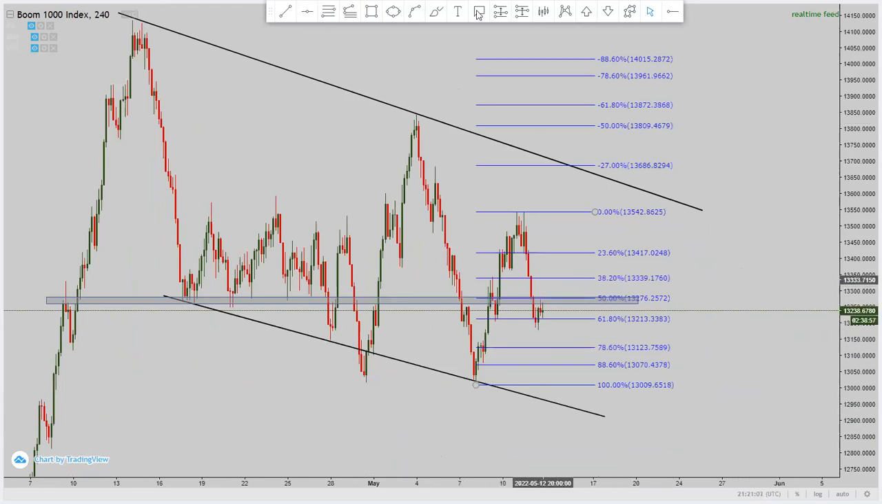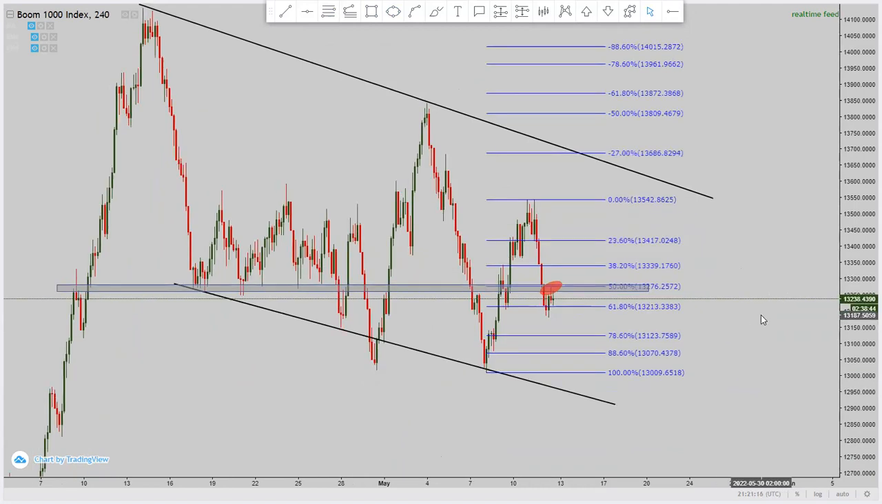So basically, what price does in that area will determine whether we're going to buy now or we're going to wait. We're just going to wait and see if price successfully manages to close above that level of resistance. That is for us to buy.